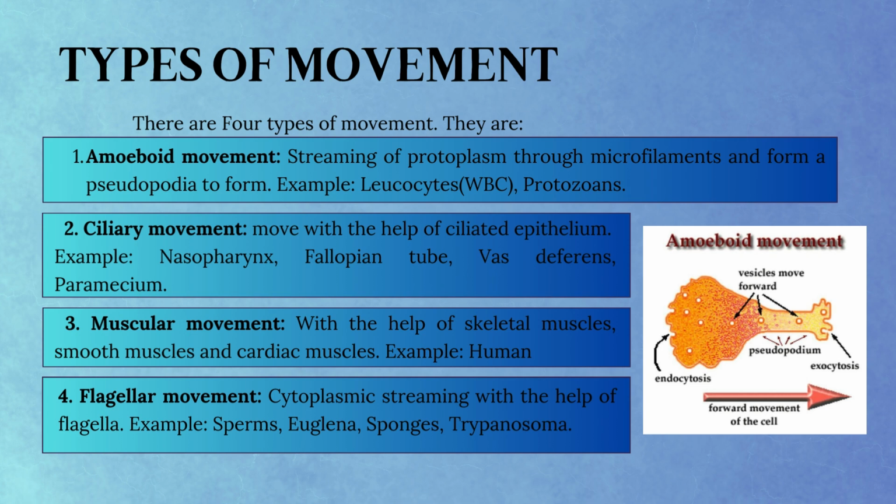3. In muscular movement, the organism moves with the help of skeletal muscles, smooth muscles and cardiac muscles. Example: human. 4. Flagellar movement. Movement happens through cytoplasmic streaming with the help of flagella. Example: sperms, euglena, sponges, trypanosoma. This picture shows the amoeboid movement. In this the organism forms pseudopodia and creates exocytosis to move forward and endocytosis to move backward.